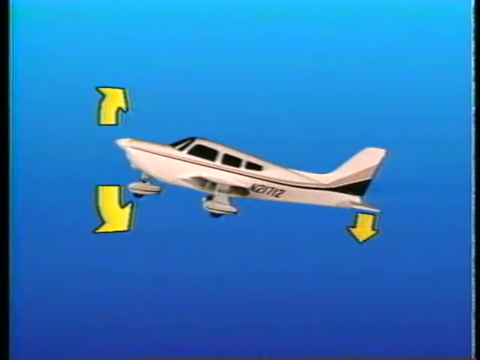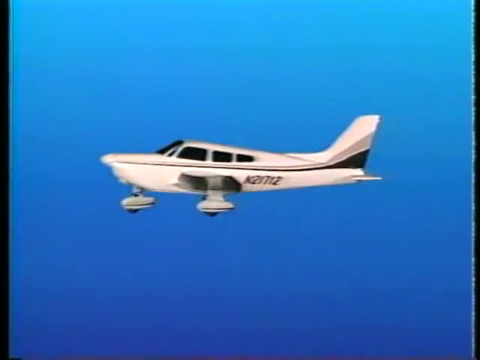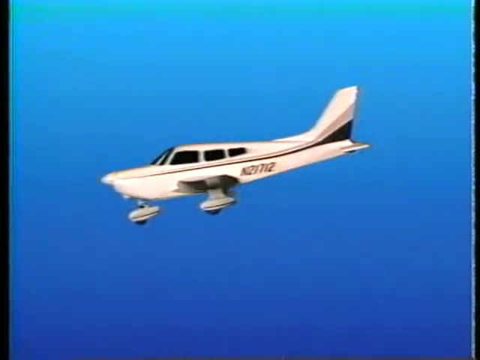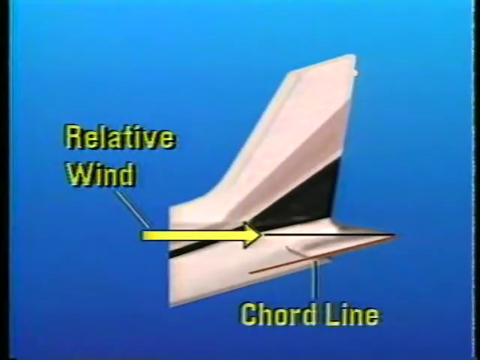This decreases the tail downforce, and because the nose-heavy condition is no longer balanced, the nose will return to the trimmed condition. Similarly, if the airplane pitches nose down, the negative angle of attack, and in turn, the tail downforce increases. This tends to return the airplane toward its trimmed attitude.